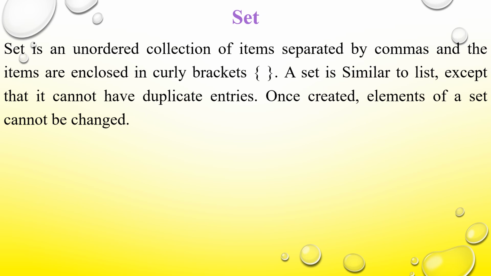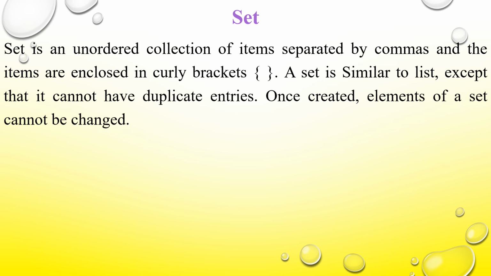Set. Set is a data type in the Python programming language where a set is an unordered collection of items separated by commas, and each of the items is enclosed in curly brackets. That is, this has to be written inside the curly brackets. List. A list is a sequence of items separated by commas, and the items are enclosed in square brackets. And tuple is also a sequence of items separated by commas, and those items are enclosed in parentheses.